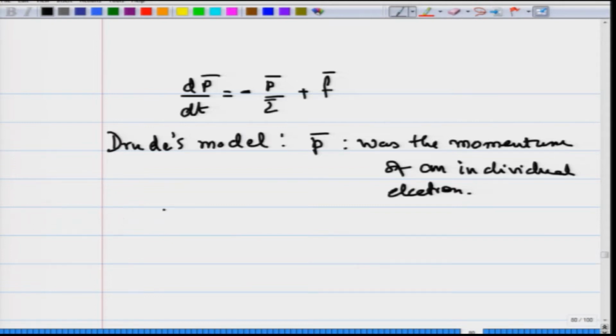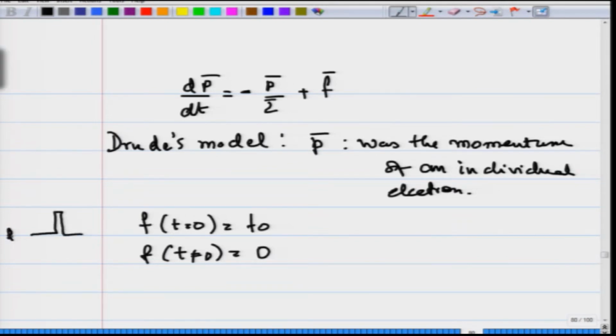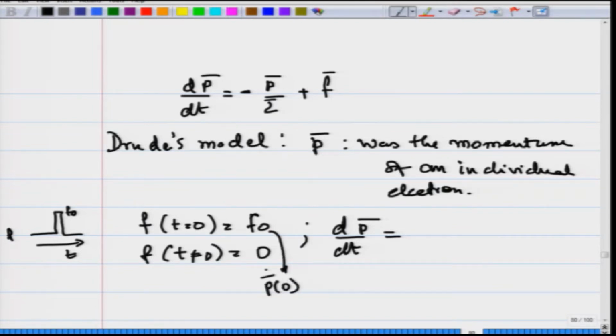So, let us say you give a pulse of force to the system. F at time t equal to 0 is equal to F0, and at any subsequent time t not equal to 0 the force is equal to 0. It is just like a pulse of force. F as a function of time has a finite value F0, shown here, and then it becomes 0. If you look at the equation of motion dp by dt after the force, initially because of F0 there is a certain momentum p0 given to each individual particle, and at any later time p of t is equal to p0 e raised to minus t by tau. This is the solution of the equation of motion.